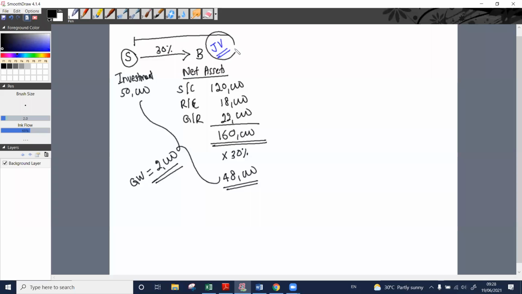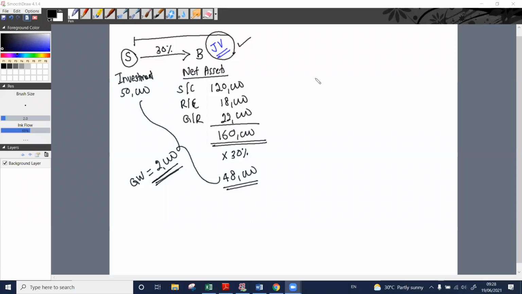Remember, this is a joint venture. The goodwill generated, do we need to take it into our books? Yes or no? Yes, goodwill of 2,000. If it was an associate, no, we are not going to do anything with regard to the goodwill generated. But this is a joint venture. If it is a joint venture, we need to take this amount into our books of account.